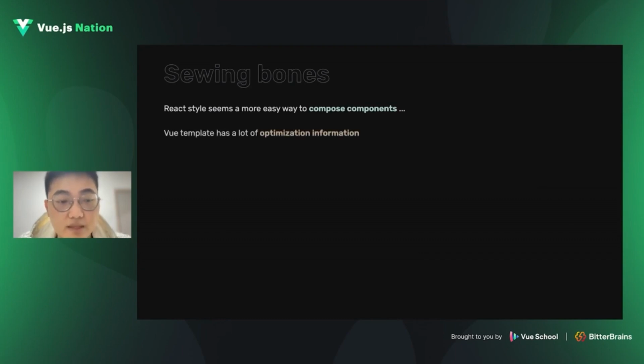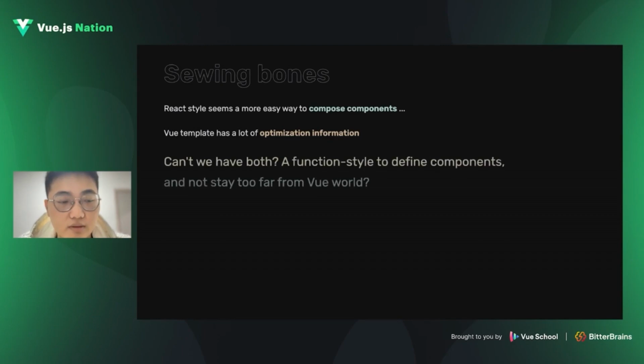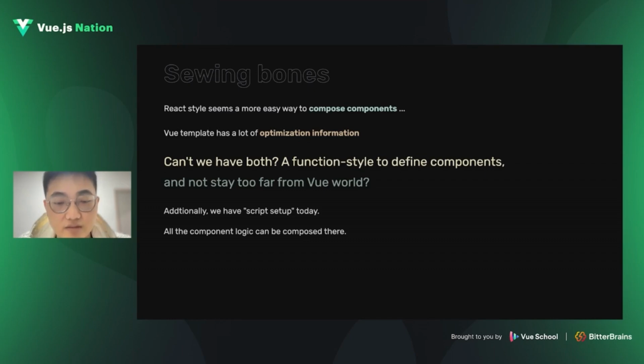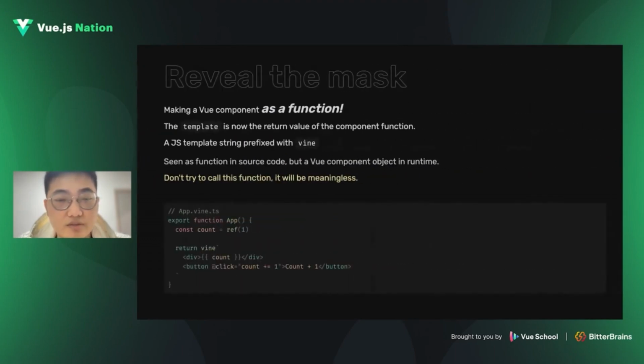JSX is too dynamic. It's too hard for the Vue compiler to analyze to generate optimization information. I don't want to lose the valuable performance benefits brought by Vue 3's optimization, and Vue has a lot of powerful built-in features for templates. After Vue 3 provided the script setup pattern, I found that it's very suitable to be put inside a function, and I knew that was the time to start. So, here is the solution that Vue Vine provides.